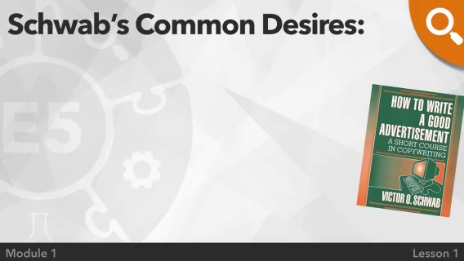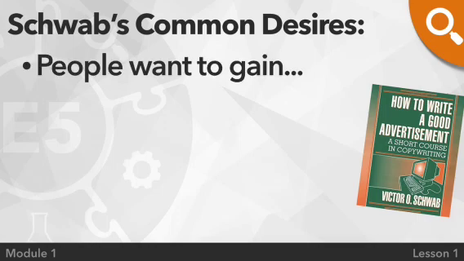One of the ways to think about this is from Vic Schwab. This is a great book that you should buy. It's a book that I recommend every marketer read every year. It's an inexpensive book called How to Write a Good Advertisement by Victor Schwab. And Victor Schwab really boils down this idea of desires, deeper desires, and unspoken common desires. He breaks it down like this.